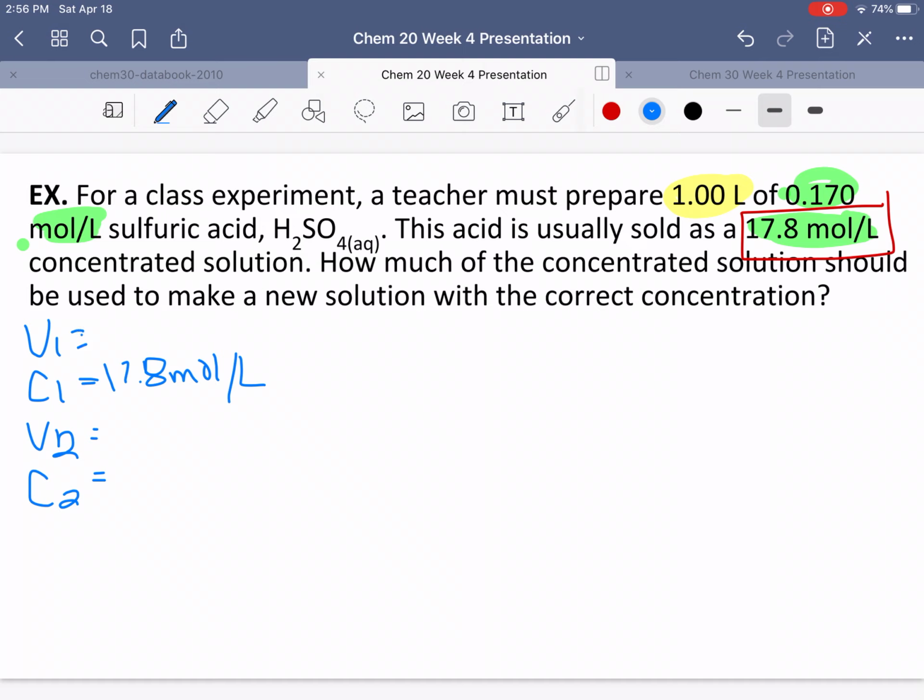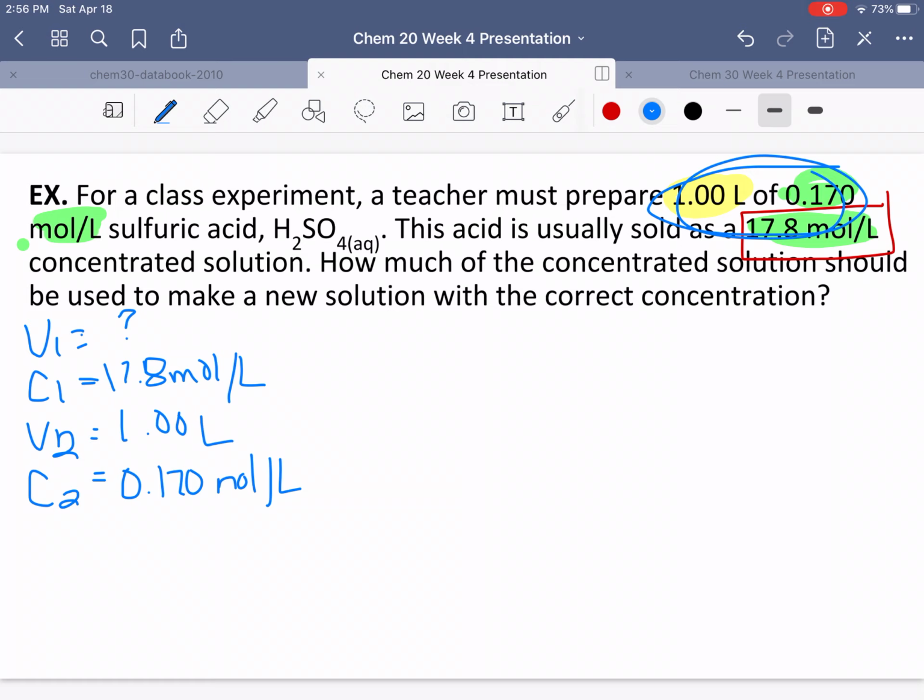That's the whole point of what we're doing. We're trying to dilute something, which means that lower number, the 0.170 moles per liter, has to be C2 because it is a lower concentration. Okay, remember our goal is to prepare 1.00 liters. In other words, these two values go together, so make sure they're V2, C2. And we want to know how much of the original solution do we need.